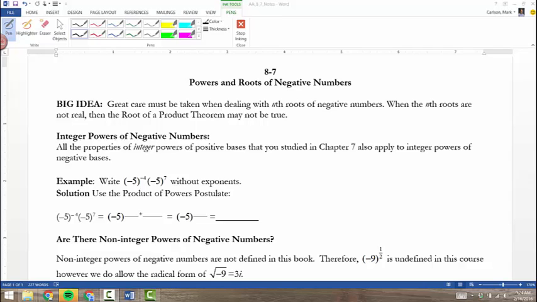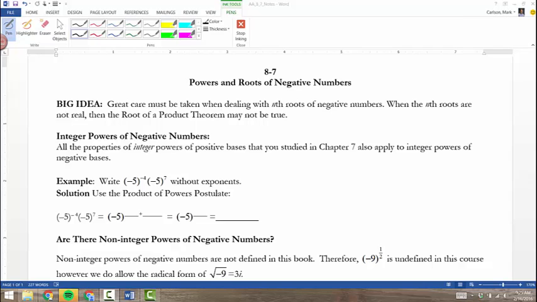Alright, so let's take a look at the notes for section 8.7. We're looking at powers and roots of negative numbers. Up till now, what we've really tried to do is limit the values that we've been working with when we worked in chapter 7 and in chapter 8 for powers and roots. We really were limiting things to positive values.